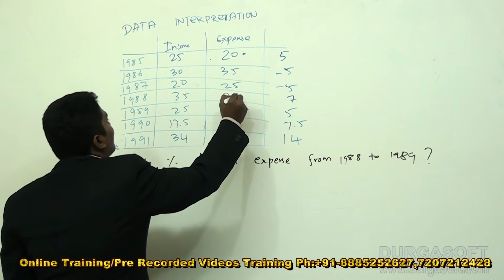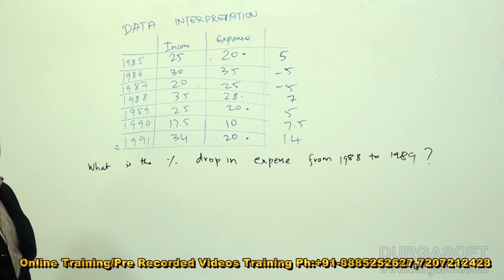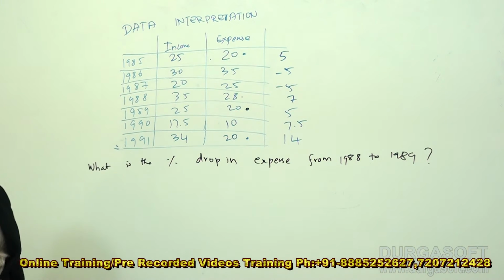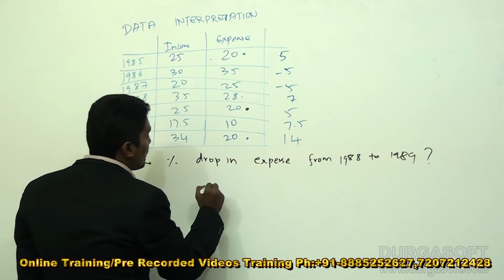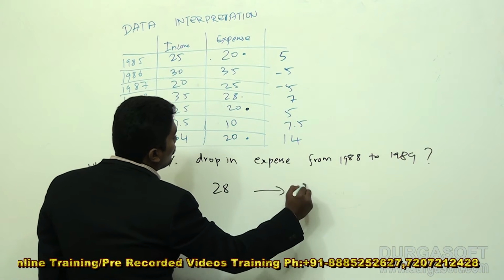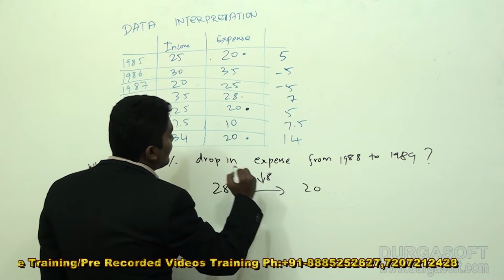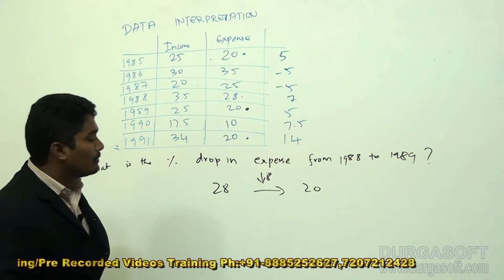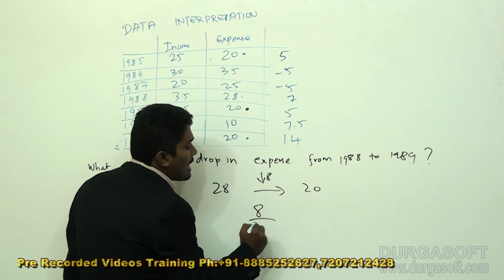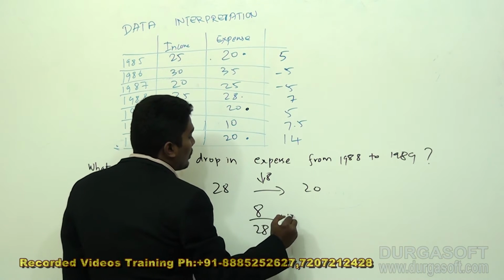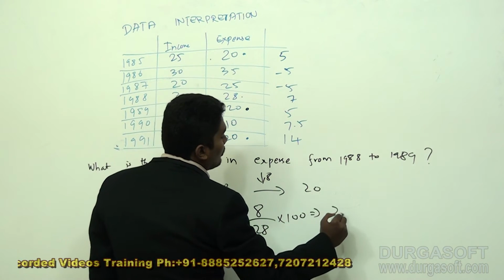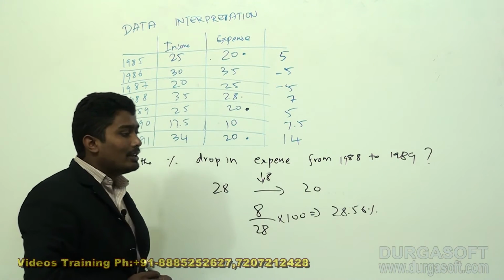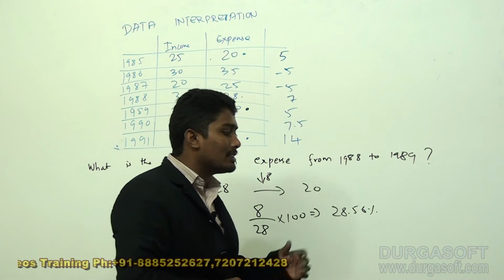Here I can say that in 1988 the expense was 28, in 89 the expense is 20. So 28 to 20, there is a drop of 8. So this 8 is how much percentage of 28? That is what I need to find. So the percentage drop will be 8 by 28, the base value, into 100, which is nothing but 28.56 percentage. 28.56 percentage will be the answer.